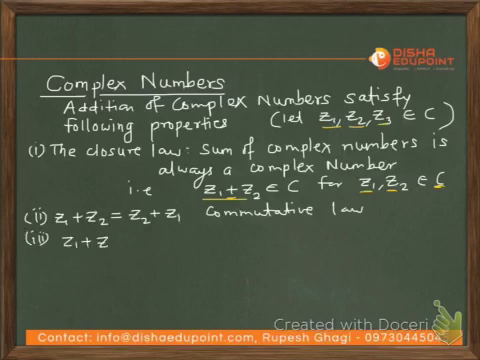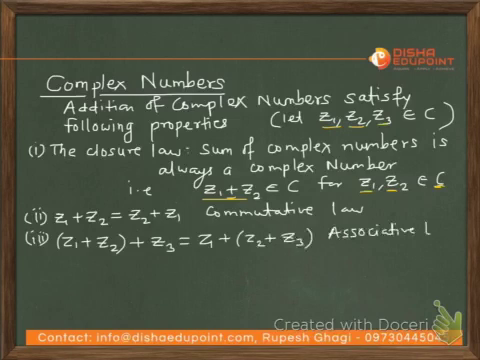Now the associative law: z1 plus z2 plus z3 gives us the same result if we add any two first and then add the third. So if we want to add three complex numbers z1, z2 and z3, if I add z1 and z2 first and then add z3 to it, or if I add z2 and z3 first and then add z1 to it, I will get the same result. This is called the associative law.